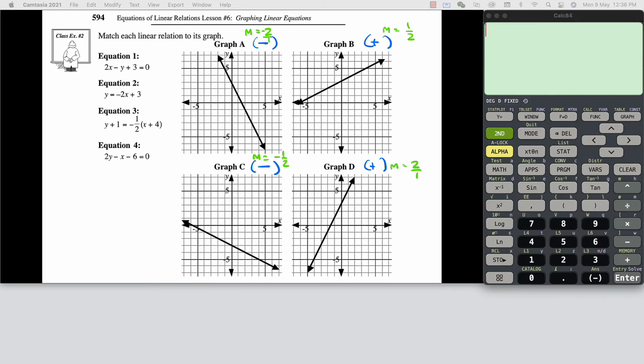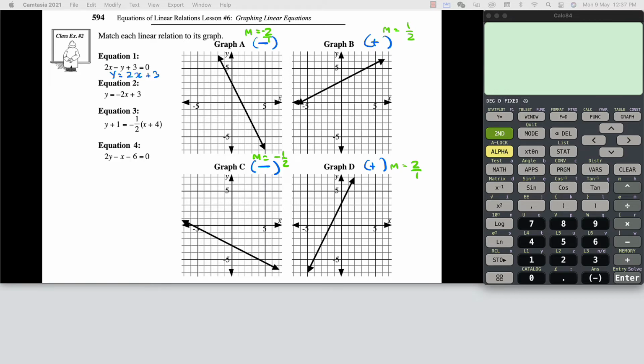Okay, so let's analyze the first equation. So it says 2x minus y plus 3 equals 0. So in this case, I could replace the x with 0, leaving me with negative y plus 3 equals 0, and move the y over and I get y equals 3. But with this one right here, if I just move the y over right now, it's going to be y equals, and it's going to leave me with 2x plus 3. So in this case, it tells me that the slope is 2 over 1 and the y-intercept is 3.